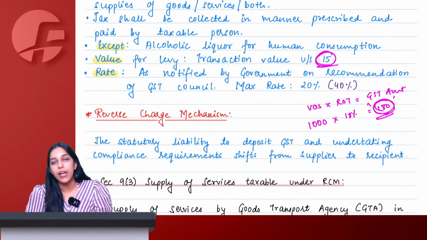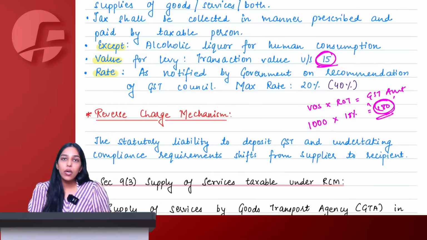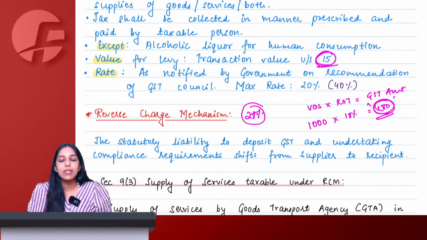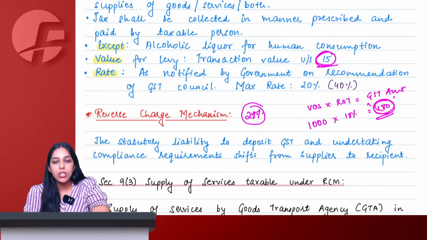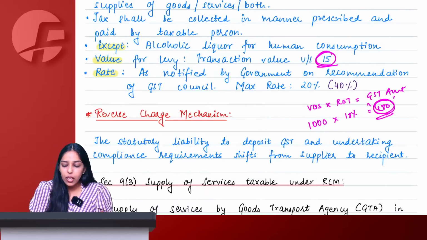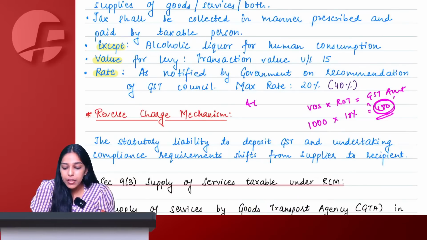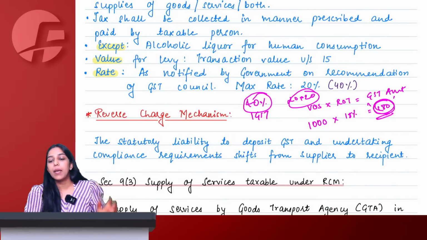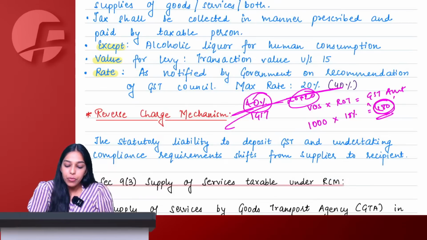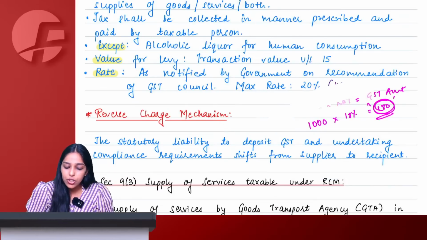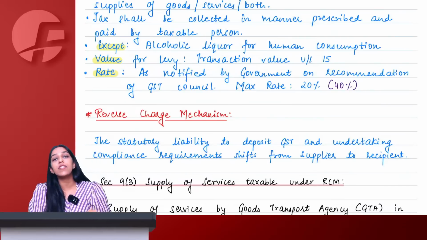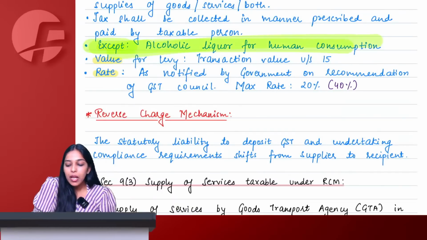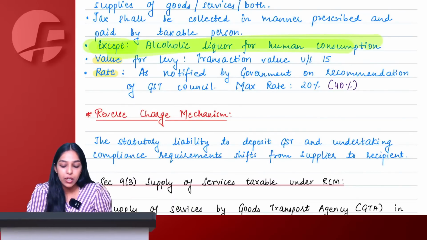Rate is whatever the government notifies. The government notifies the rate for each and every HSN code on the recommendation of the Council. Practically, you will see that 28% is the maximum rate as of now applicable on any goods or services. But theoretically, up to 40% IGST, which means 20C plus 20S, can be applicable on any goods or services. So the maximum they can notify is 40%. As of now, they have notified 28 only. And most important thing, except alcoholic liquor for human consumption.